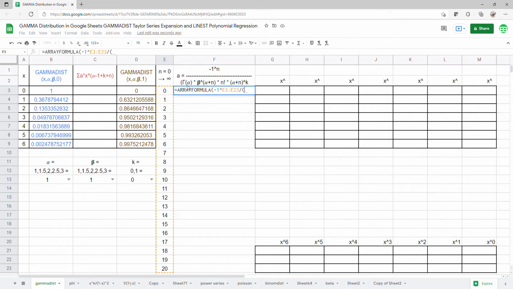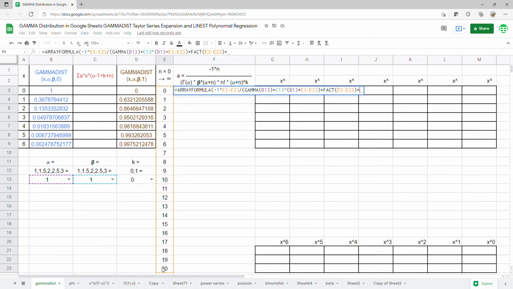The denominator has 4 parts. Gamma of alpha, that's the first part. Second part, beta raised to the power the quantity alpha plus n. The next part is the factorial of n.